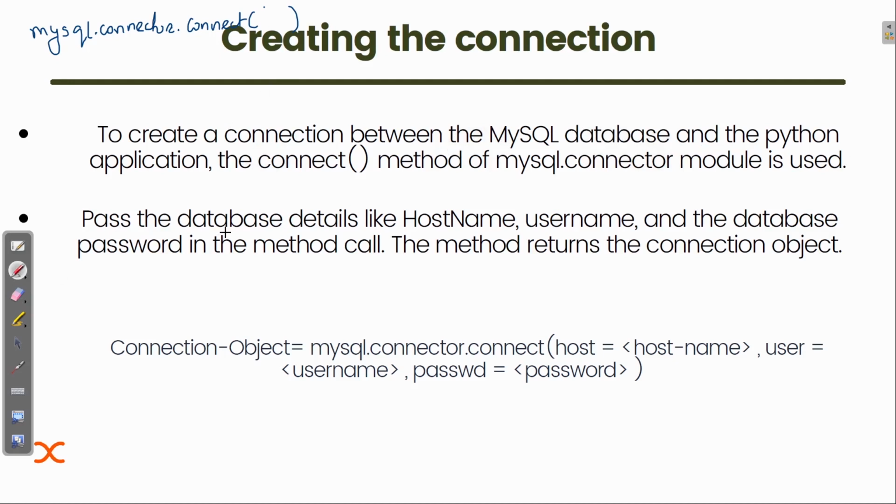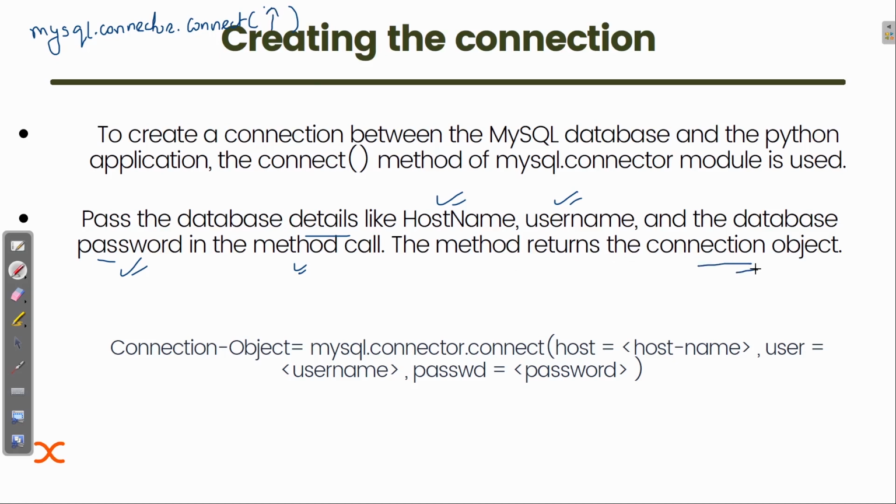Now, pass the database details. What are those details? The host name, username, and the password. I'm going to tell you about all these three terms when I implement the code and show you what this is all about. So don't worry about it. Just remember these three terms: the host name, username, and the password. In the method call, we need to pass those; they will be our three arguments.